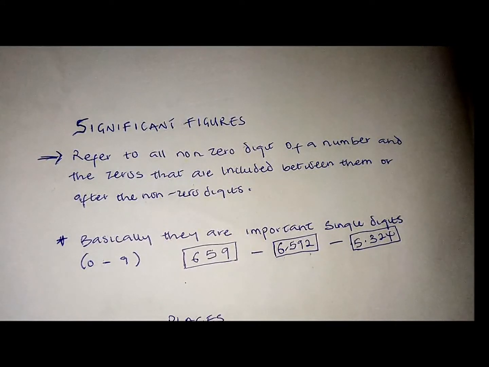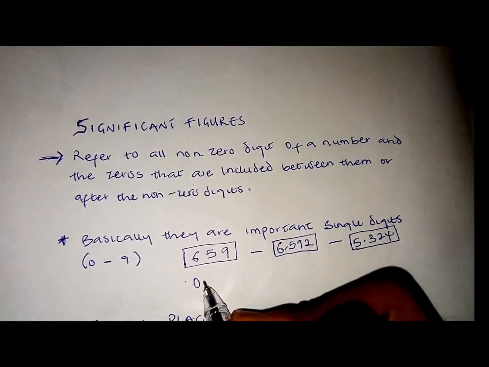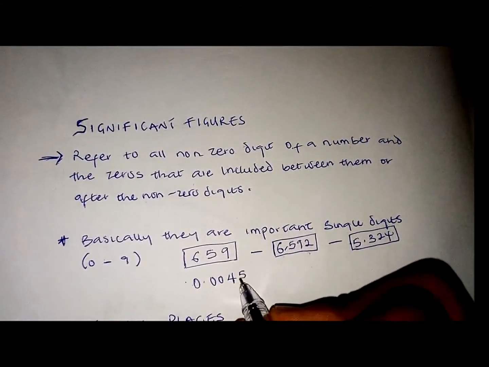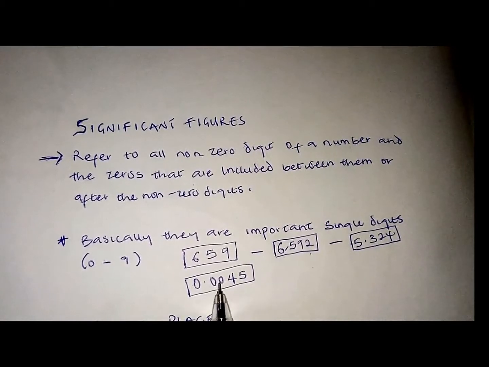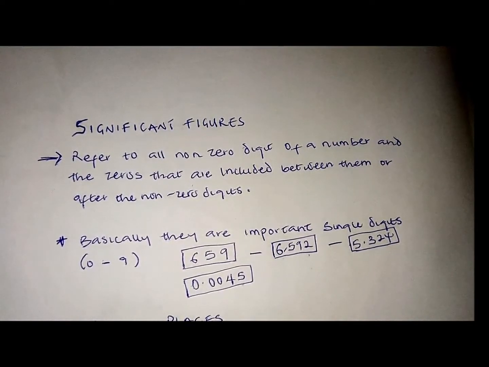So maybe let's say we want to include zero. We want to include zero, like 0.0045. Yeah, from the definition of significant figures, we have actually just two significant figures here. So we're not including these two zeros before the non-zero digits.